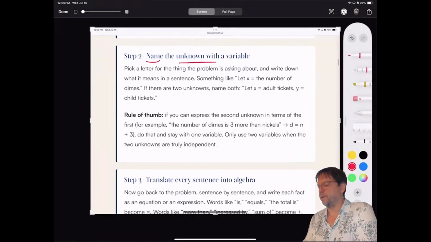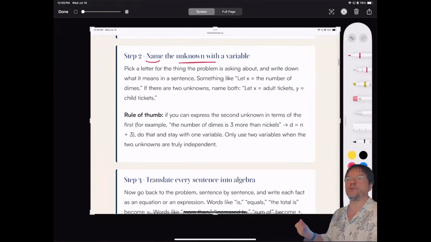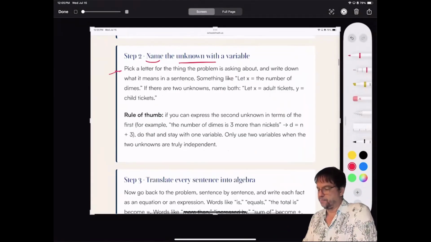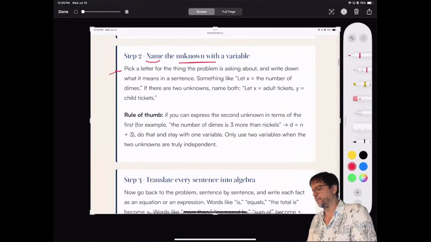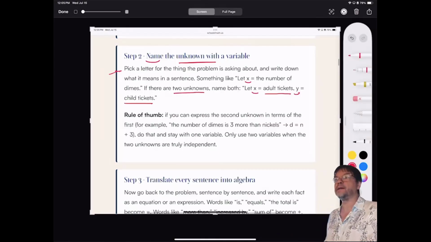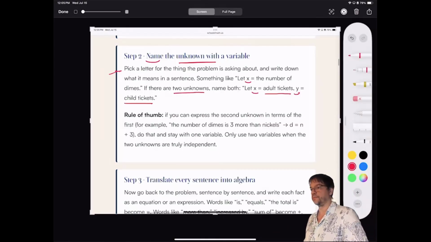Step 2, name the unknown with a variable. Generally, we attribute the unknown to x. Pick a letter for the thing the problem is asking about and write down what it means in a sentence. Something like, let x be the number of dimes, the quantity of dimes. If there are two unknowns, name both, but with different variables, obviously.